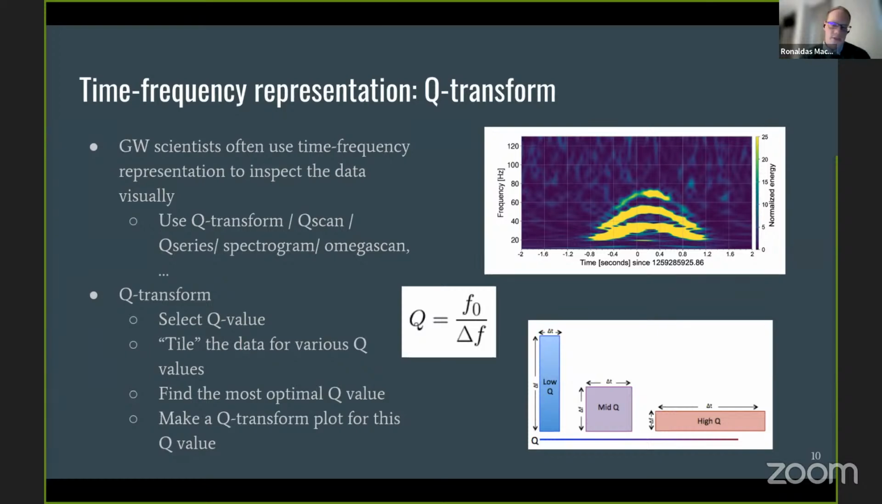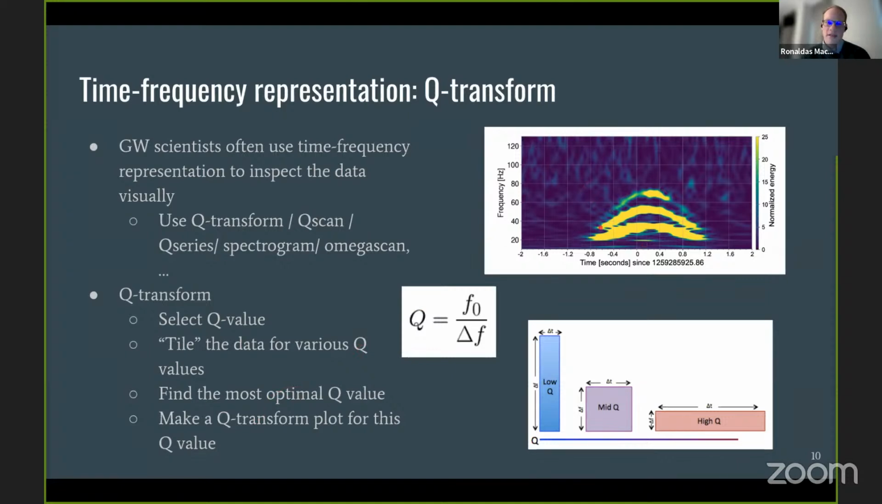For example, from yesterday's tutorials, you were using, I think, a Q value of 110 to plot Q scans for the BNS signal. That is because the inspiral part of the BNS signal is very long, and that's why you want to use this type of tile rather than this type of tile. So you basically select the Q value, the tile that you want to tile your time-frequency data with. Then you find the most optimal value, and that is really subjective. It depends on whether you're looking at short duration signals or long duration signals, and so on. Then you make a Q transform plot for this particular Q value, and this is how a plot like this would look.